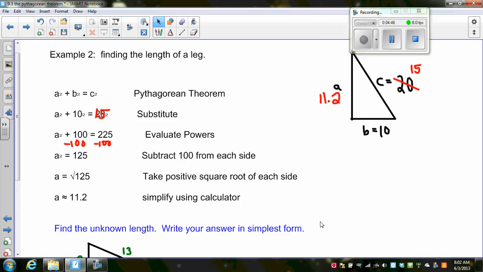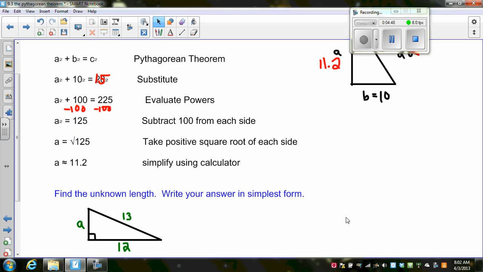I'd like you to try another problem on your own. Find the unknown length, here a, and write your answer in simplest form, meaning to round your answer. Press pause and give it a try.